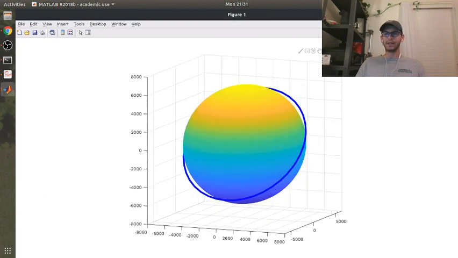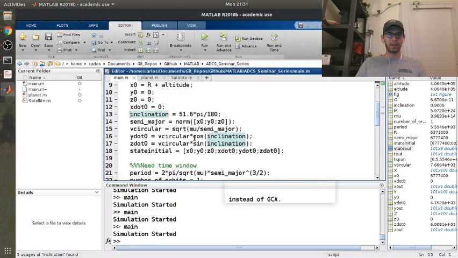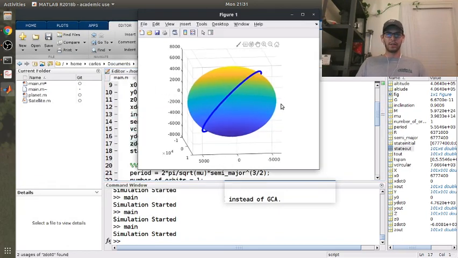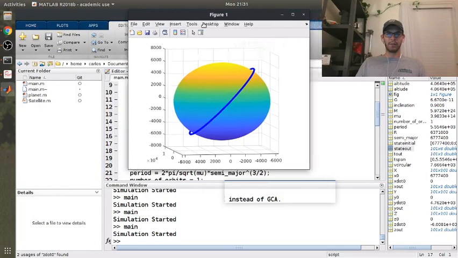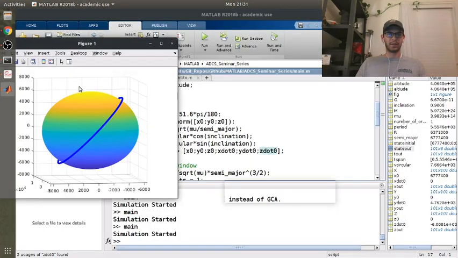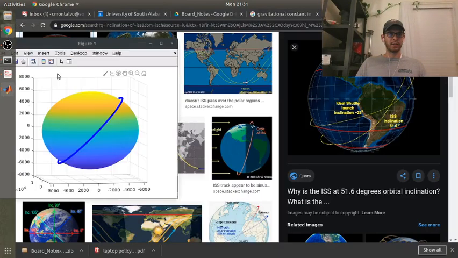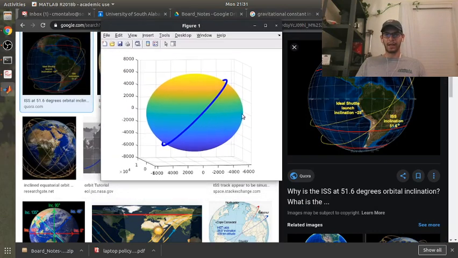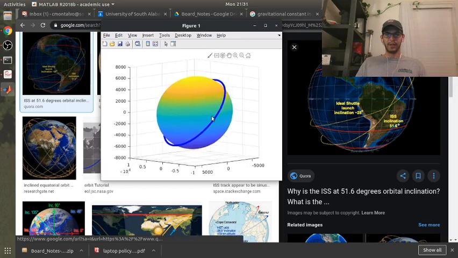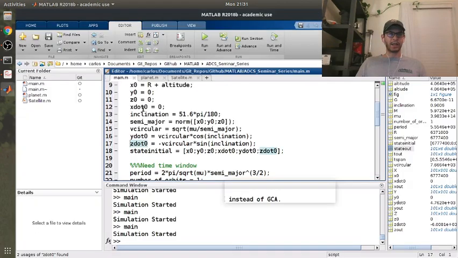I may have gotten the signs wrong. Maybe this one needs to be negative. Yeah, that seems about right. Let's put mine next to theirs. How do I do this? Boom. Look at that. 51.6 degree inclination. We got it.